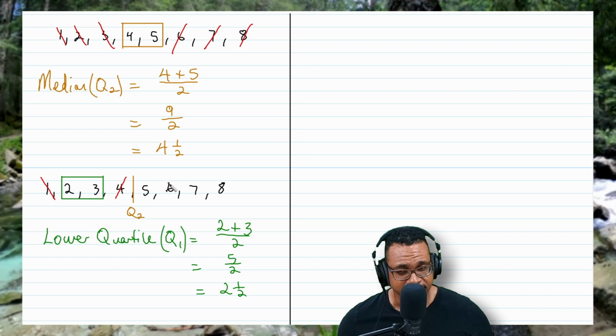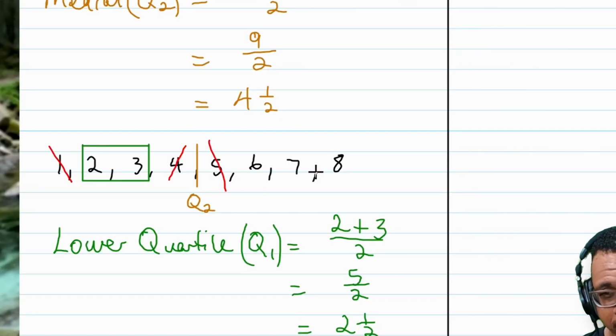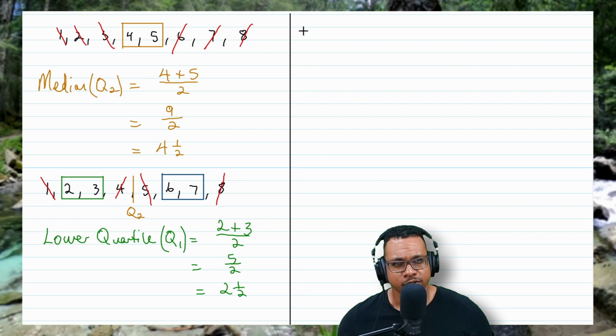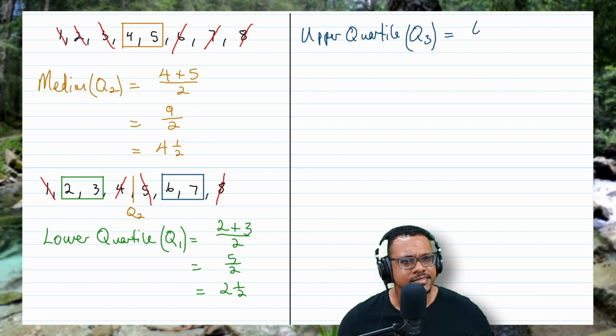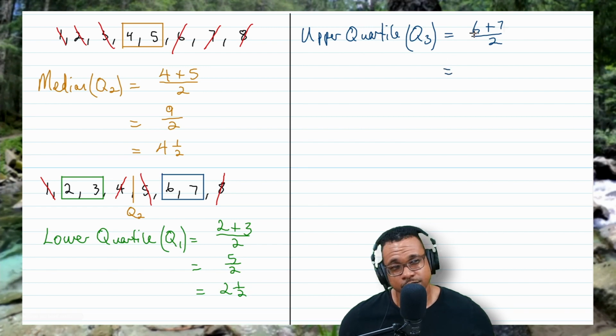And now for the upper quartile, we're going to do the same thing on the right-hand side. So I'm going to cross the 5 here, then the 8. And of course, if I cross the 6 and 7, I'll have nothing in the middle, so I'll leave the 6 and 7. And I'll just put this little box around the 6 and 7. And now my upper quartile, which is Q3, will be equal to the 6 plus the 7 divided by 2. So 6 plus 7 is 13. So we'll have 13 divided by 2, which is equal to 6.5.